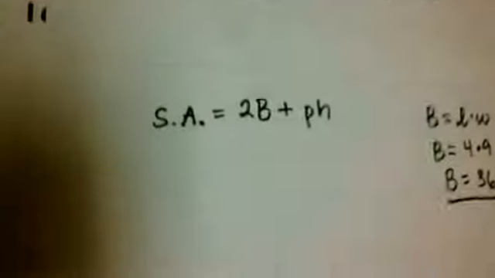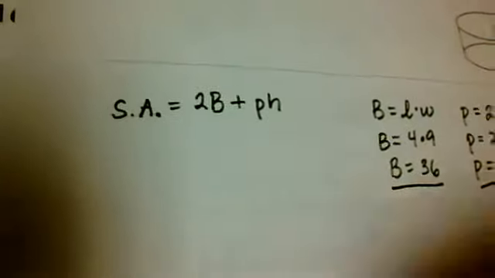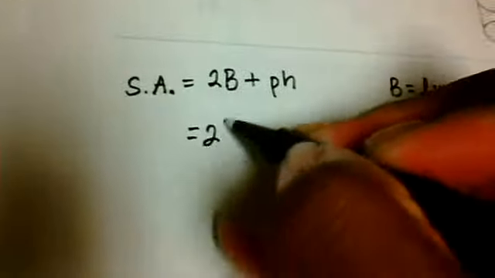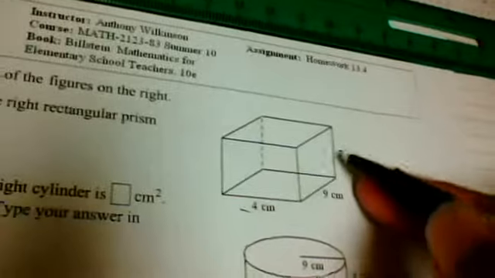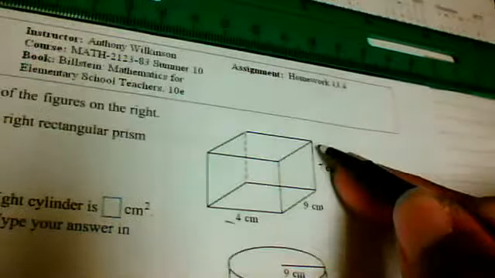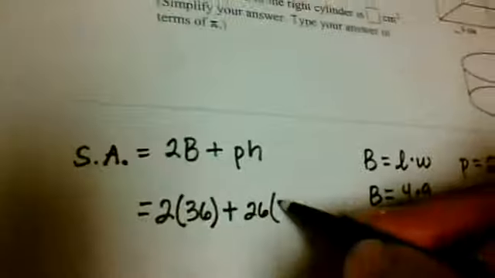Now we can use the base and the perimeter of 26 in this formula. So here our surface area is going to be 2 times the base, which was 36, plus the perimeter, which was 26, times the height of this right rectangular prism. Here's the height. That's 7. So we have 26 times 7.